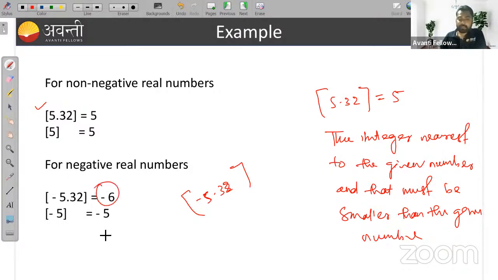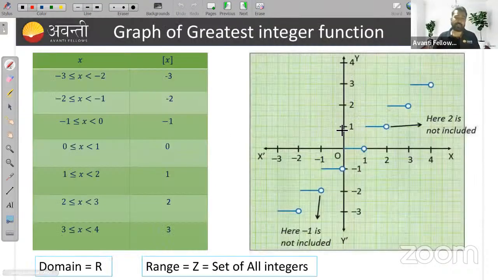So it is minus 6. The greatest integer of 5 will be 5, and of minus 5 will be minus 5. So this is all about your greatest integer function, and for the graph of the greatest integer function, when x lies between minus 3 to minus 2, it will be minus 3. Okay, you can draw the graph on your own.